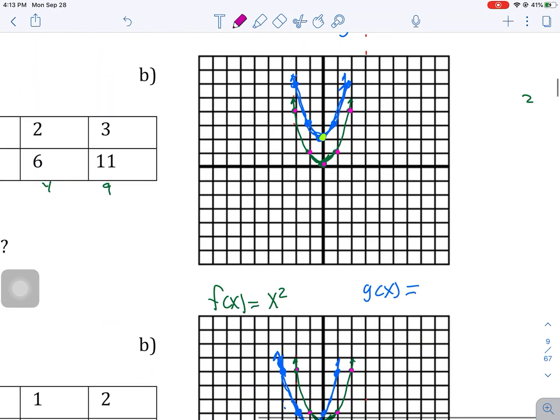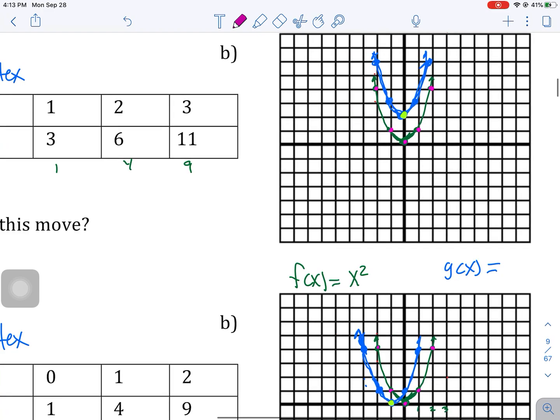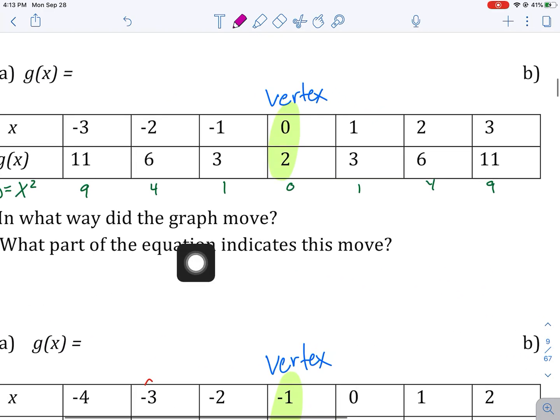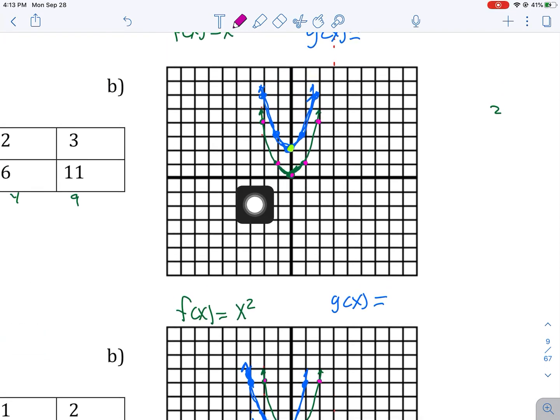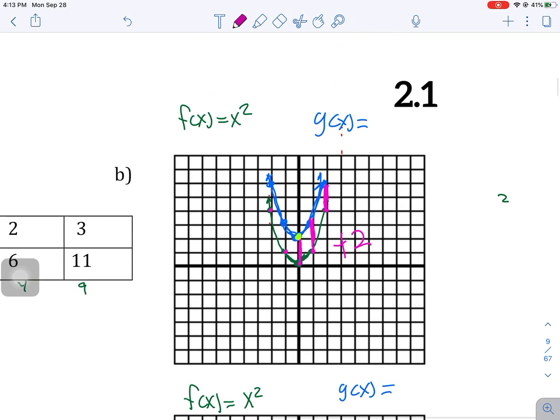What we're going to do is find what's the blue function. On the blue function, notice the vertex was at 0, 2. I plotted some of the other points. And so notice that it goes up plus 2. Okay, every single point goes up by 2. Kind of picture it like this. So the equation is the same equation, but we're adding 2.